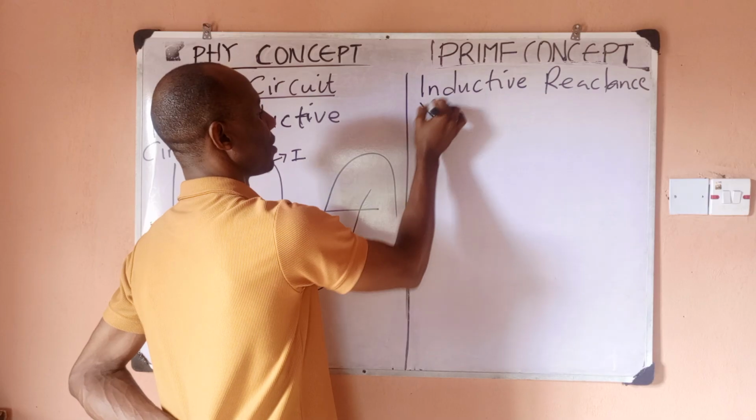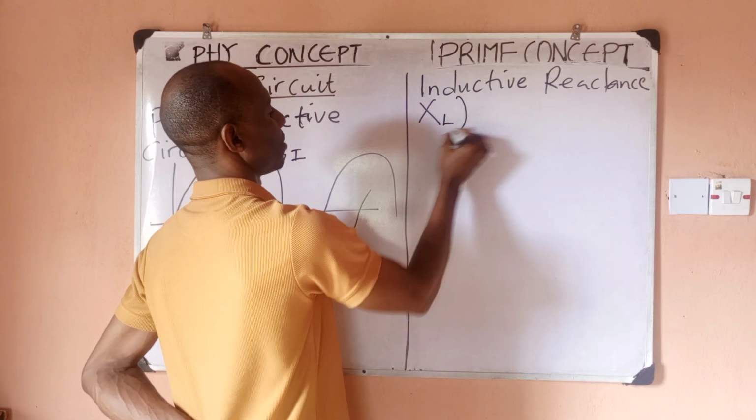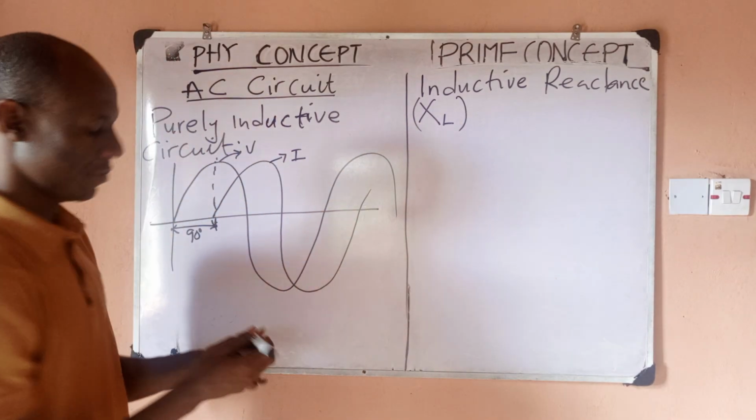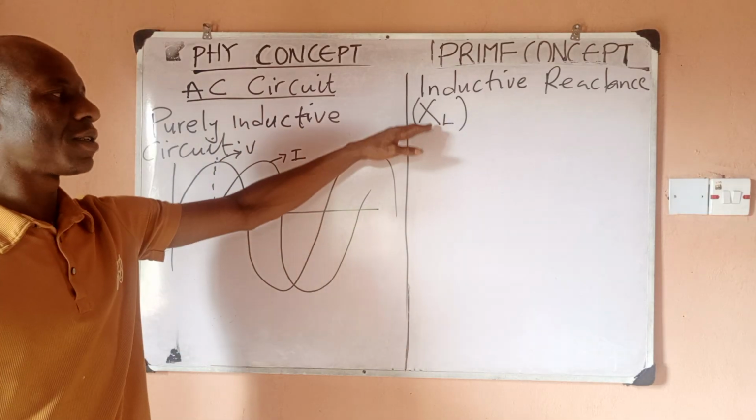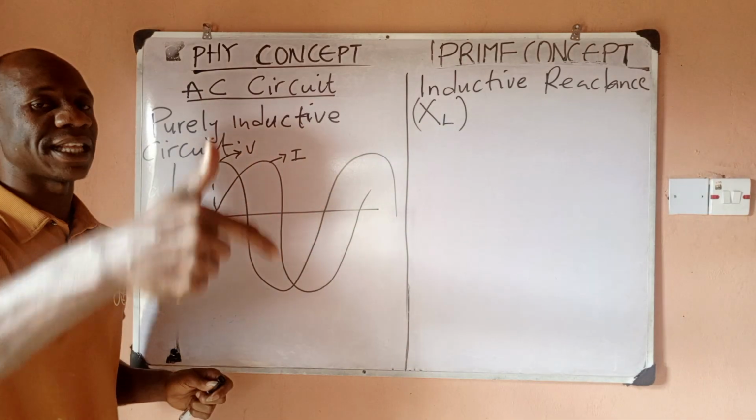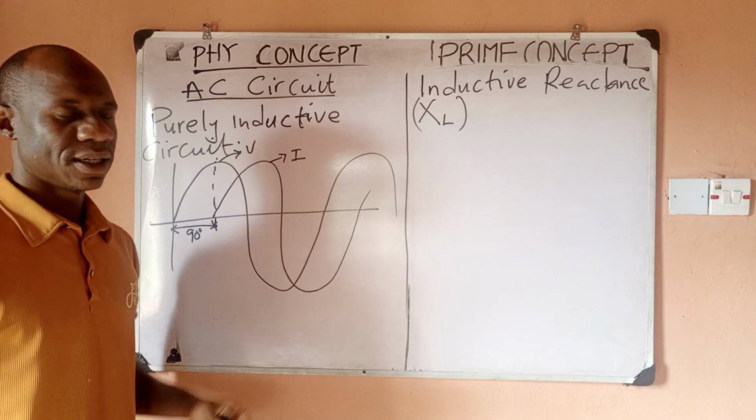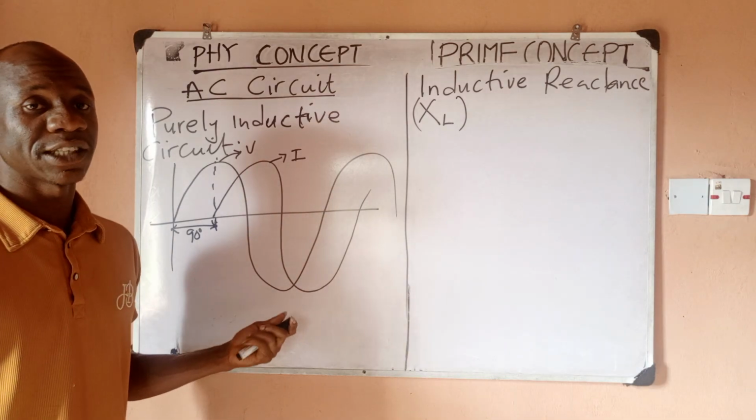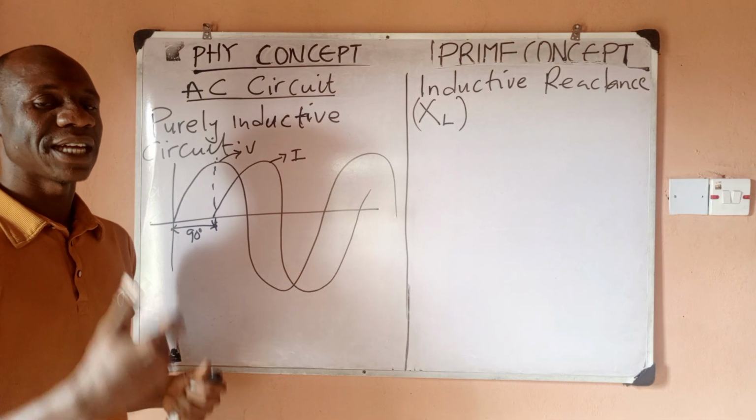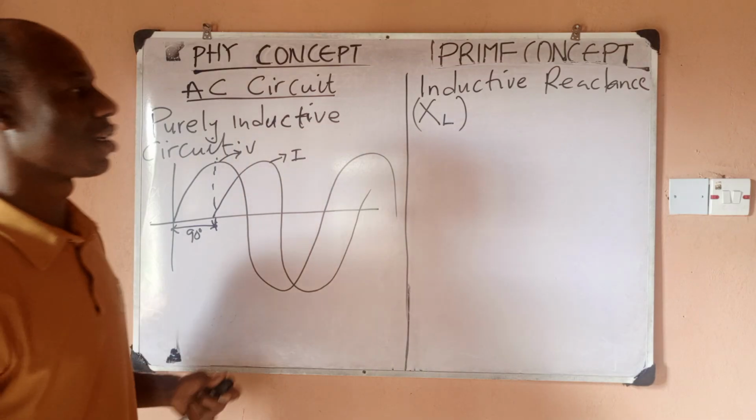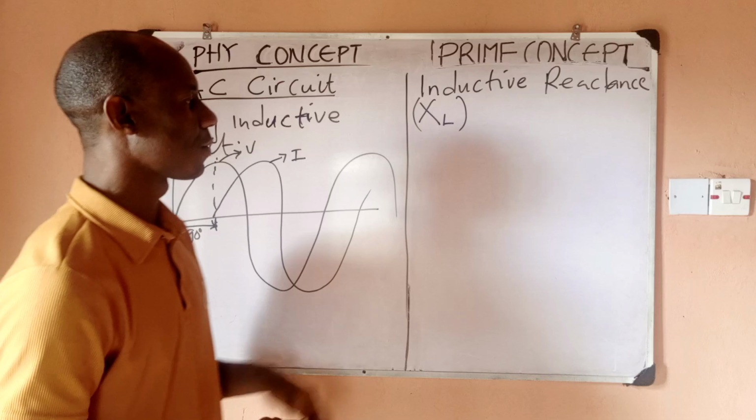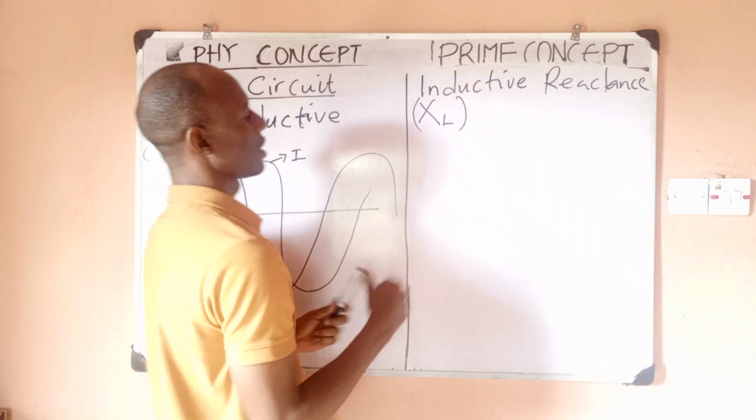Inductive reactance is denoted with the symbol X subscript L. This is the symbol for inductive reactance. So in a simple way, inductive reactance is just the resistance of an inductor. It is resistance, but this time around, this resistance is provided by an inductor. It's the resistance that is present in the coil that forms an inductor. That's what we call inductive reactance.